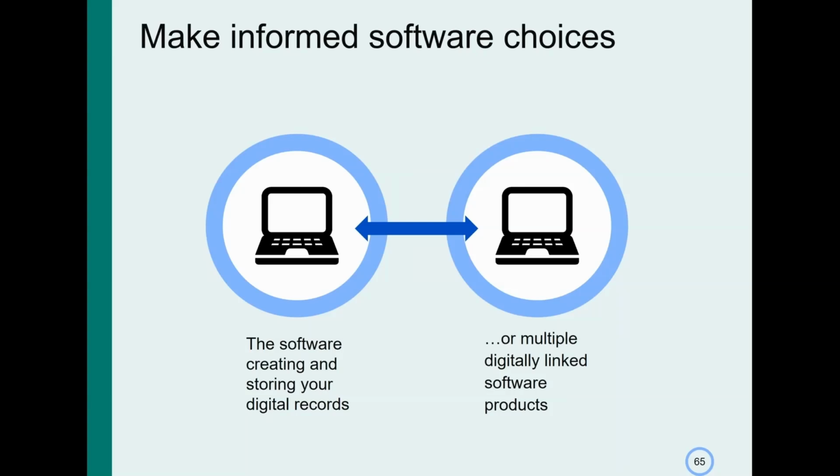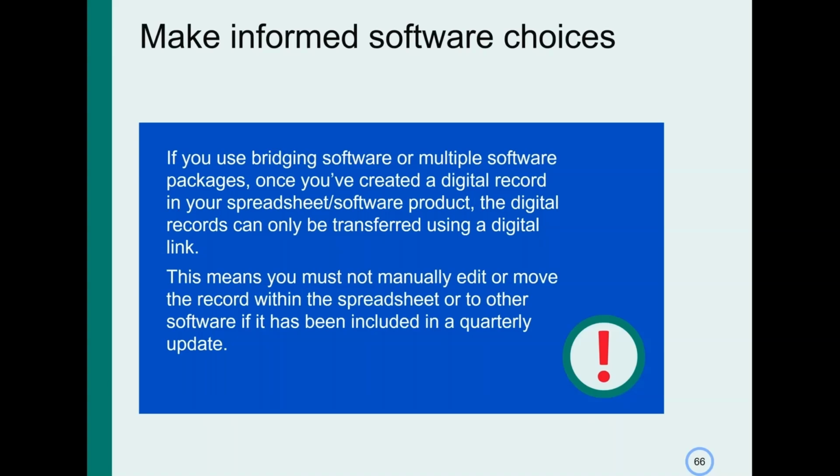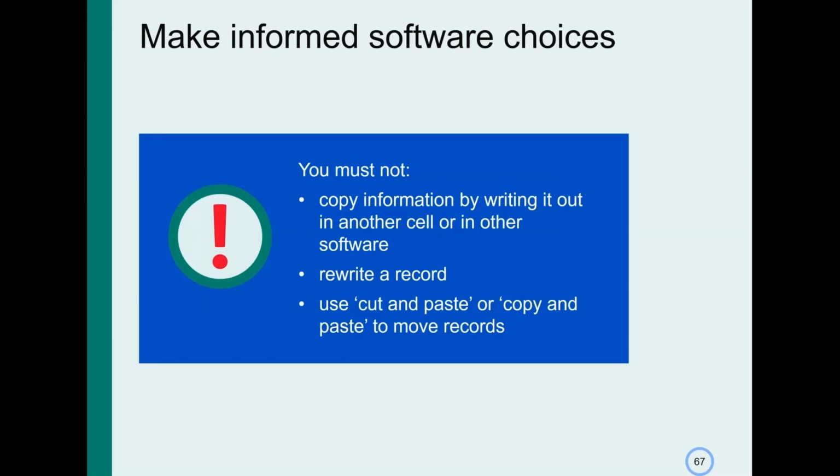If you use bridging software or multiple software packages, once you've created a digital record in your spreadsheet or software product, the digital records can only be transferred using a digital link. This means that you must not manually edit or move the record within the spreadsheet or to other software if it has already been included in a quarterly update. You must not copy information by writing it out in another cell or in another software, or rewrite a record, or use cut and paste or copy and paste to move records.